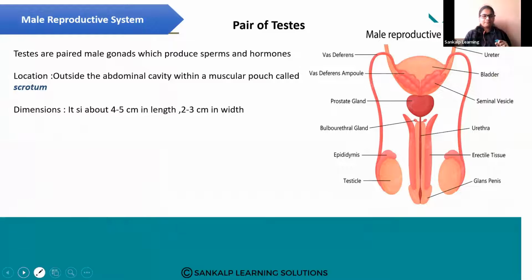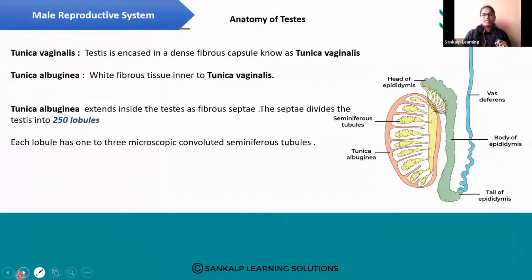Next, when we come to the anatomy of a testis, anatomy means internal structure of a testis. The outer layer of a testis is called the tunica vaginalis. This outer layer is continuous, so this is the tunica vaginalis.